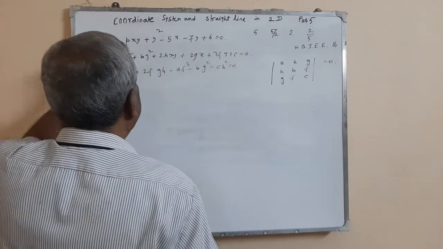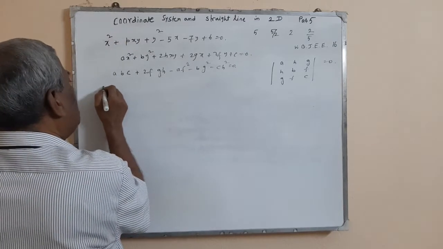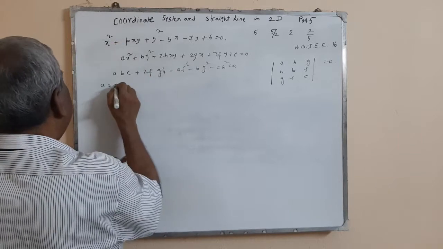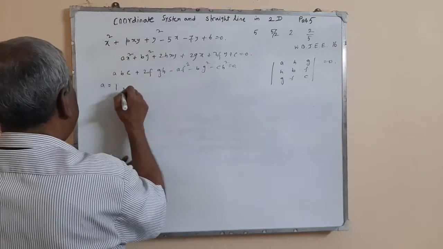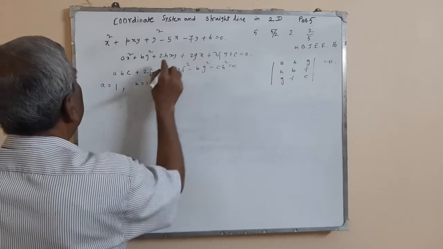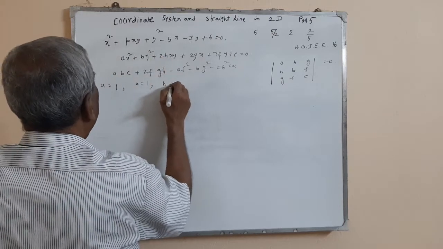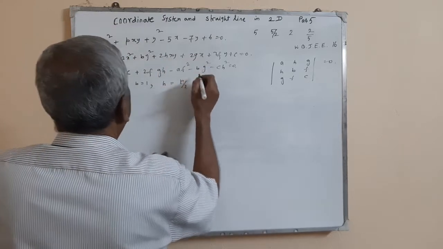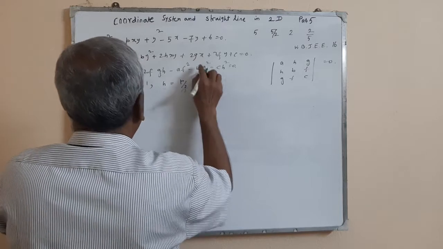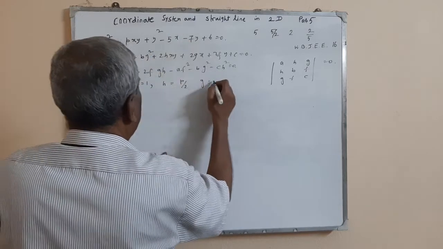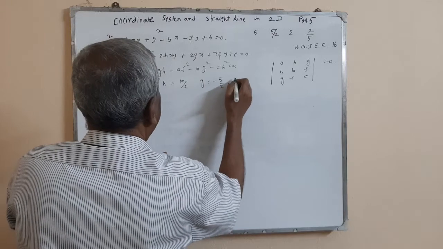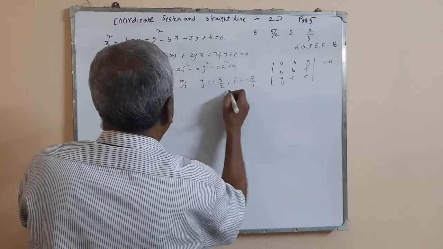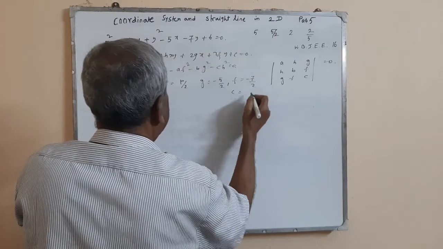Now comparing this with that, we get a = 1, b = 1, h = p/2, since 2hxy is pxy. For g, 2gx is -5x, so g = -5/2, f = -7/2, and c = 6.